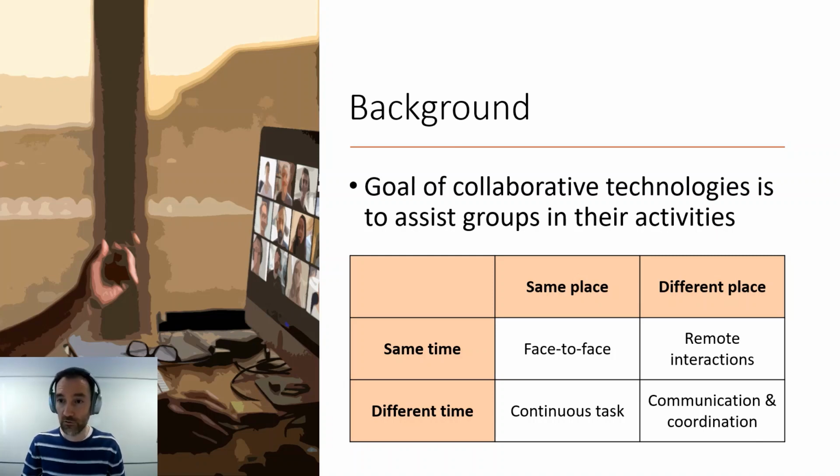Remote interactions happen at the same time, but in different places. And a typical technology that is used for this is video conferencing. Continuous tasks happen at different times in the same place. And typical examples of this are team rooms and large public displays where people share different types of information. Communication and coordination needs to apply at different times and different places, where typical examples are use of email and maybe the use of a group calendar.